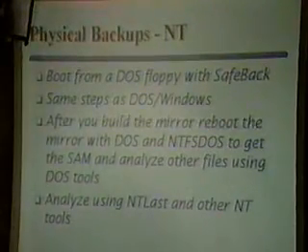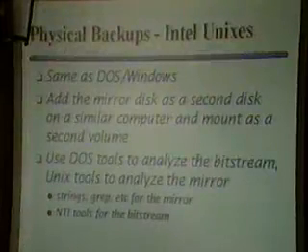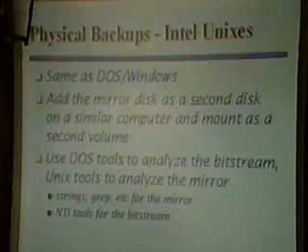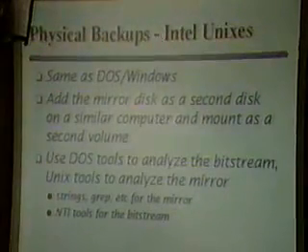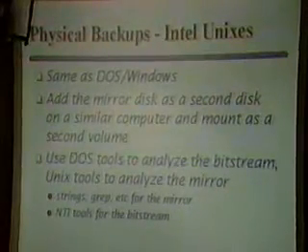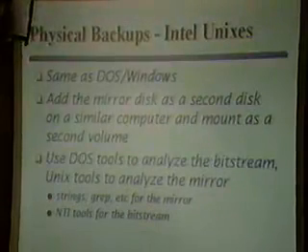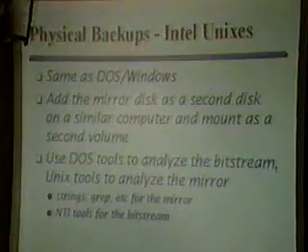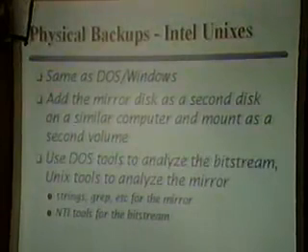Now, Intel Unixes. Okay, Intel Unixes we treat pretty much like DOS. Once we have got a mirror of the Unix, though, what's going to happen is it isn't going to boot. The mirror usually won't boot. So we mount it as a second volume.